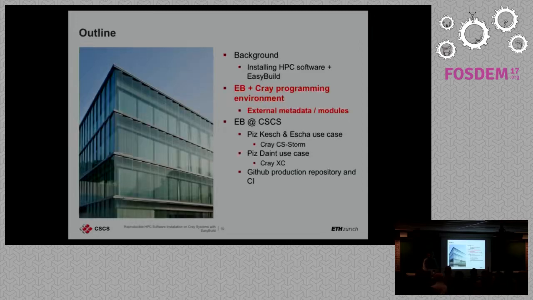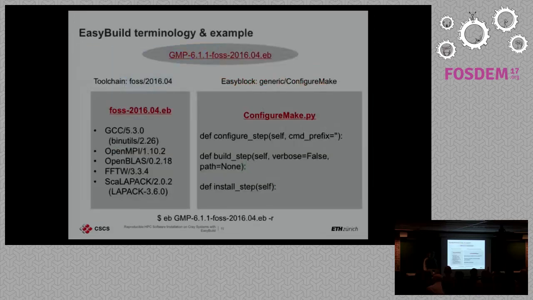So I move to the next part now, which is the implementation for Cray. So what was missing to use on the Cray system and why? This is a typical example of an easy config file. What do we have inside for a build, for example? This is one software called GMP. It relies on this toolchain, which has GCC, OpenMPI, OpenBLAS, and so on, and it uses the ConfigureMake easy block.